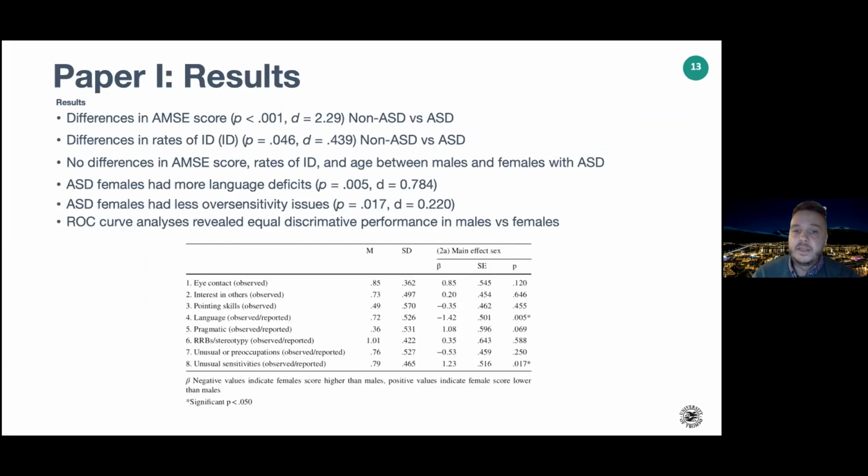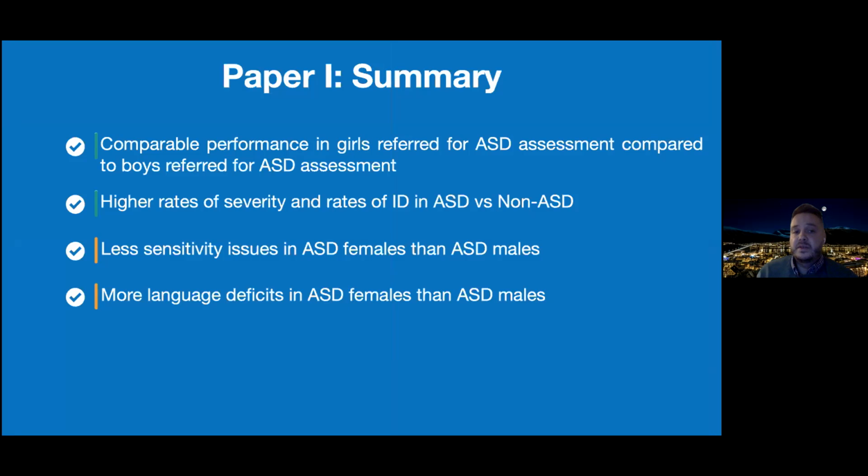What this study found was that the instrument performed equally well across males and females, but there were some small differences between males and females, and that was that the females had more language deficits, while less oversensitivity issues compared to males. And this was a clinical study which looked at screening in a high risk setting. So that actually shows us that the screening instrument is good. It shows that it works at identifying autism compared to children with other developmental issues, not compared to typically developing children. So what we found from this was that it was comparable performance in girls referred for ASD assessment compared to boys referred for ASD assessment.